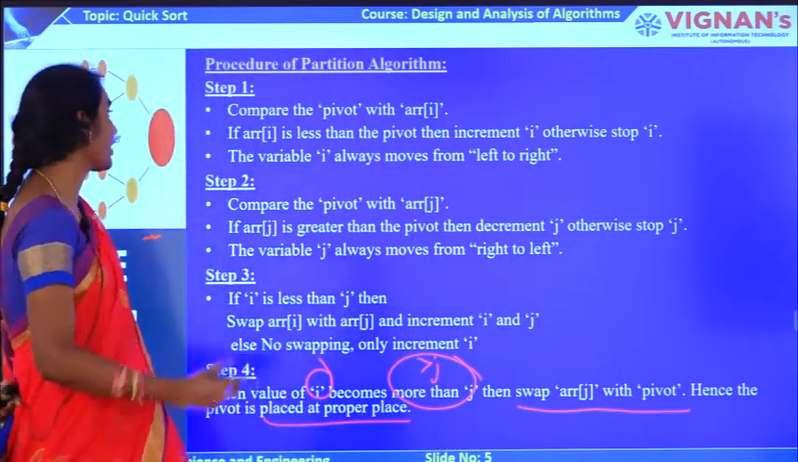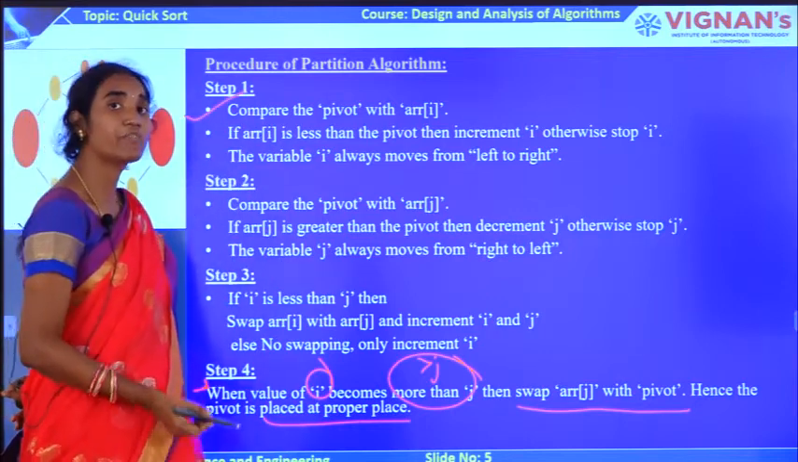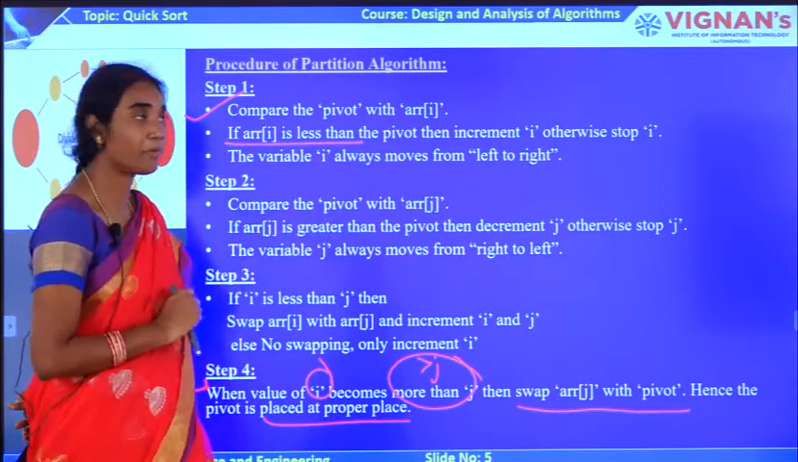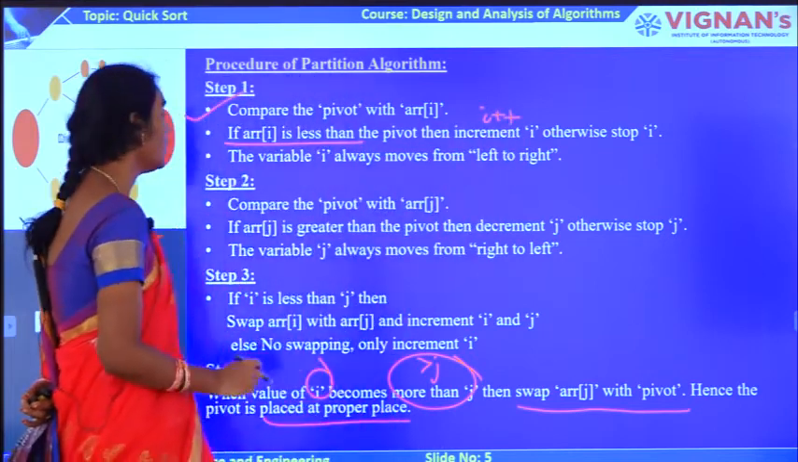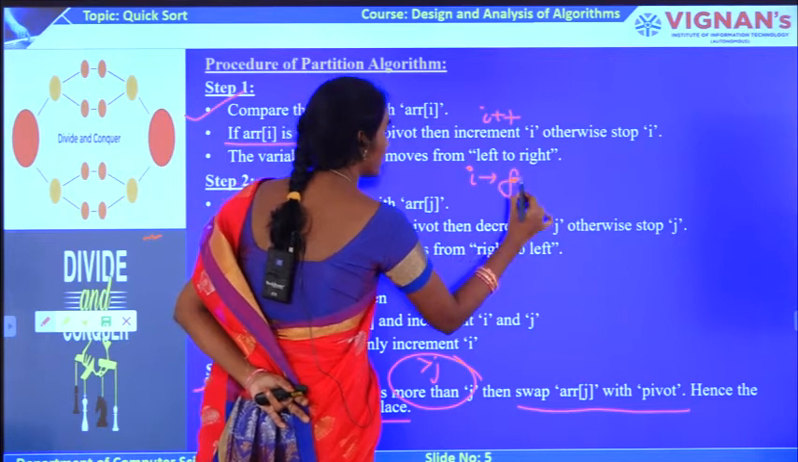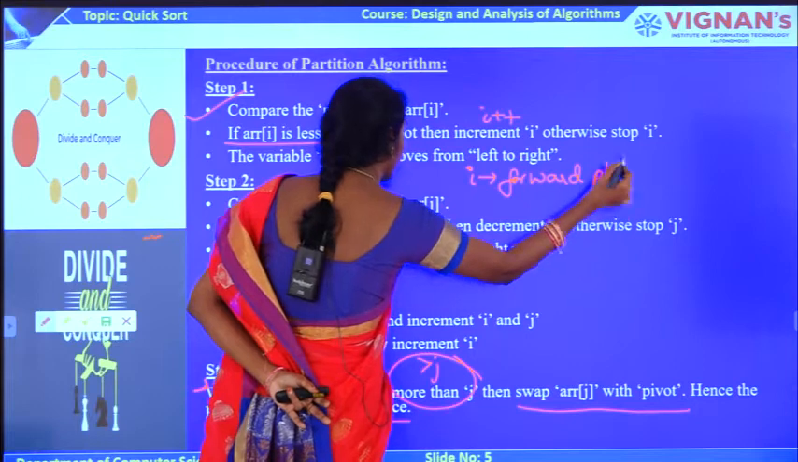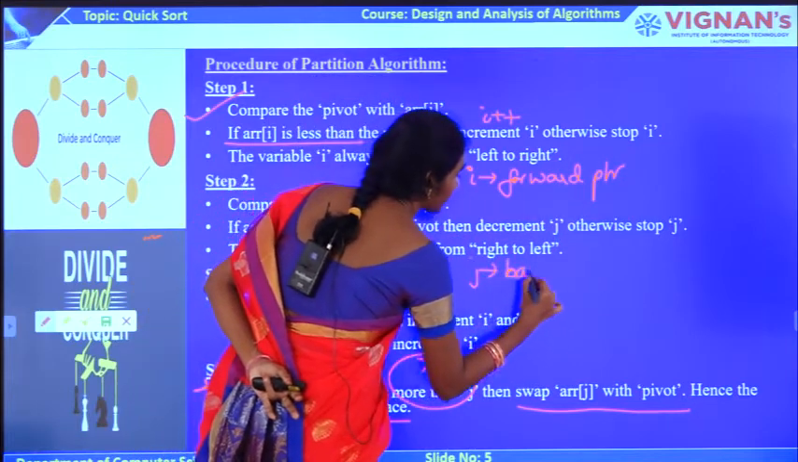So initially what we are doing, we are comparing the pivot with array of i. Now if array of i is less than the pivot, then increment the i, that is nothing but i plus plus. And one more thing, i is a forward pointer and j is a backward pointer.